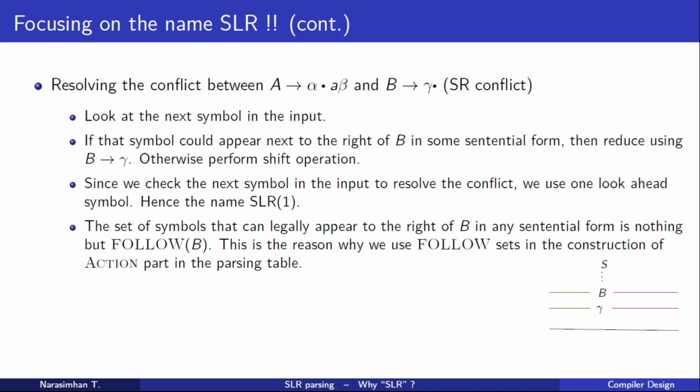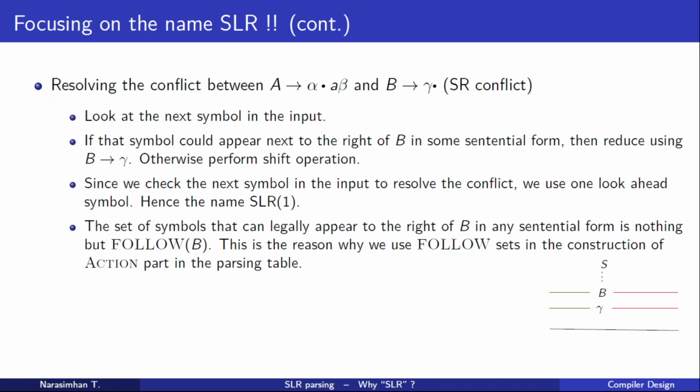Now identify that the set of symbols that can legally come to the right of a non-terminal is nothing but the follow set. Follow of B is nothing but the set of terminals that can occur to the right of B. This is the reason why we have been using follow sets in the construction of the reduce entries in the action part of the parse table. So this is the way the SLR technique resolves the SR conflict.